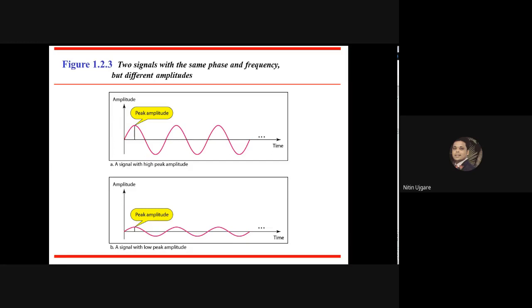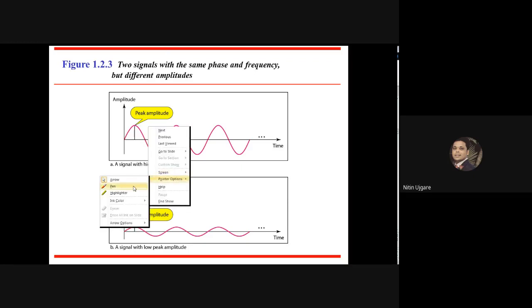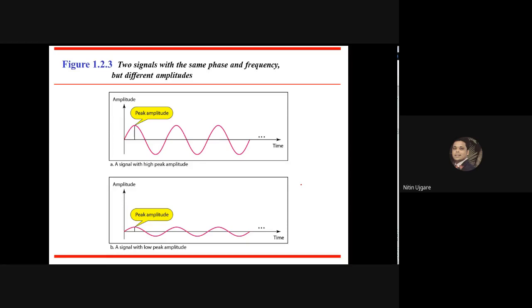So peak amplitude of a signal is basically the absolute value of its highest intensity, which is proportional to the energy that it carries. So let me take a pen so that I can show you. For any electrical signal, the peak amplitude is normally measured in volts. Here in this figure, the peak amplitude of two signals has been shown, where the peak amplitude of the first signal is higher than the peak amplitude of the second signal.